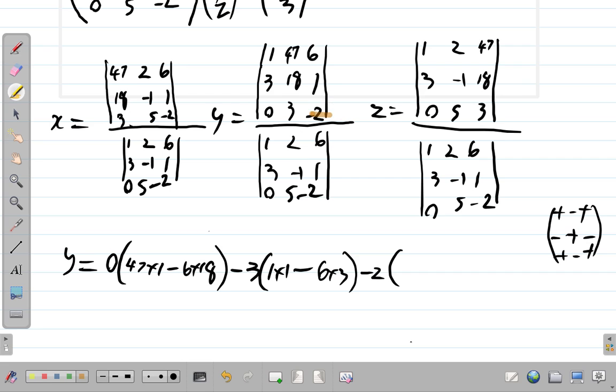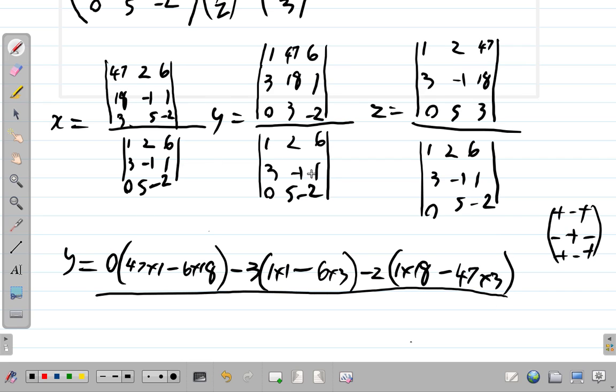If we cover the row and column that contains the negative 2, the determinant we will have is 1 by 18 minus 47 by 3. So it's negative 2 times 1 times 18 minus 47 by 3. All over now. Oh, we worked it out previously. What was it again, this bottom number? I don't remember, and we're going to have to work it out again.